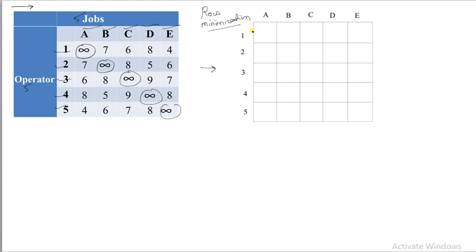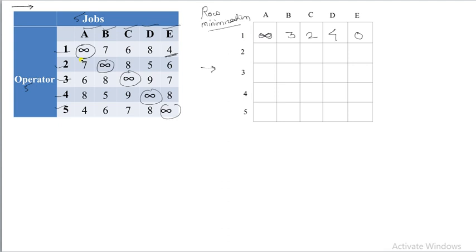Okay, so let's see. In the first row, the smallest element is 4, so we'll subtract it. First of all, we write down infinity as it is. It can be infinity or dash. 7 minus 4 will be 3, 6 minus 4 will be 2, 8 minus 4 is going to be 4, and 4 minus 4 is going to be 0.